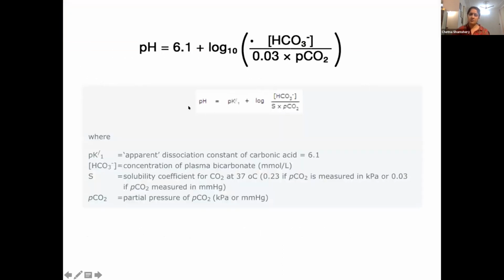As I've said, pH is pK1, which is the apparent dissociation constant of carbonic acid that I've already explained, plus log of bicarbonate over 0.03 times PCO2. We know the values of bicarbonate. 0.03 is the solubility coefficient of CO2 at 37 degrees centigrade. And PCO2, we all know, is the partial pressure of carbon dioxide. So ultimately, to derive the values of bicarbonate also, there is just one value that you require, that is the value of PCO2. That is the most important value that needs to be ascertained by the ABG machine.